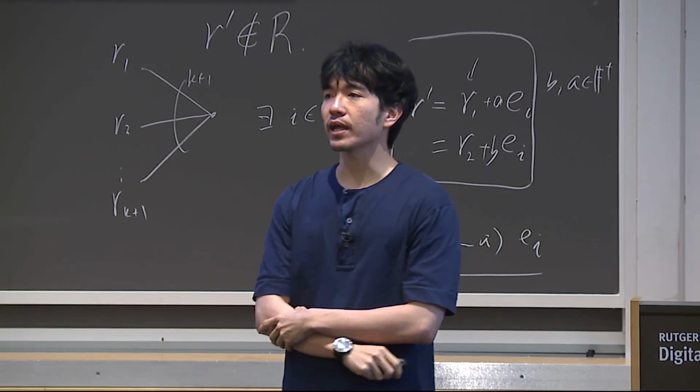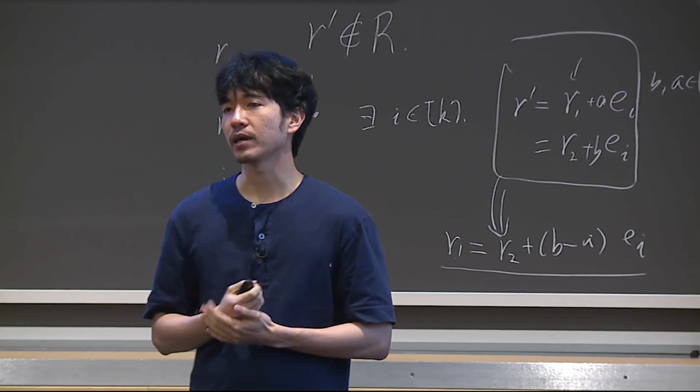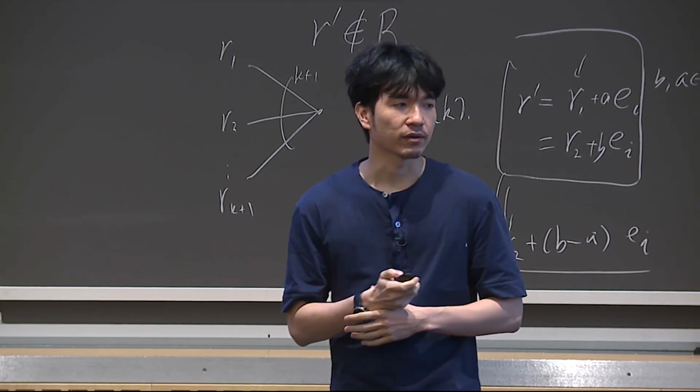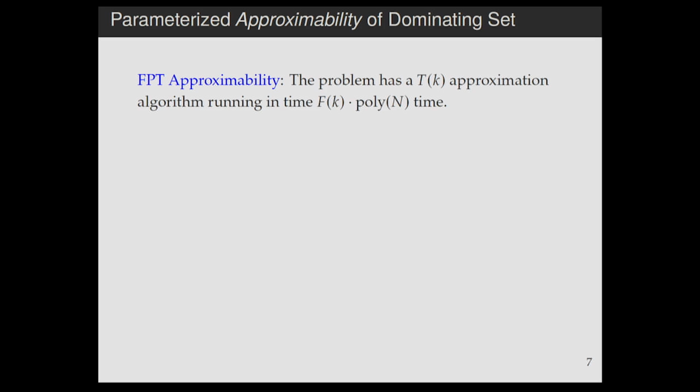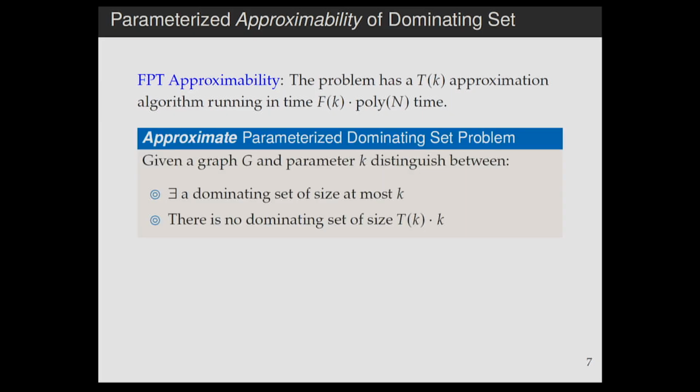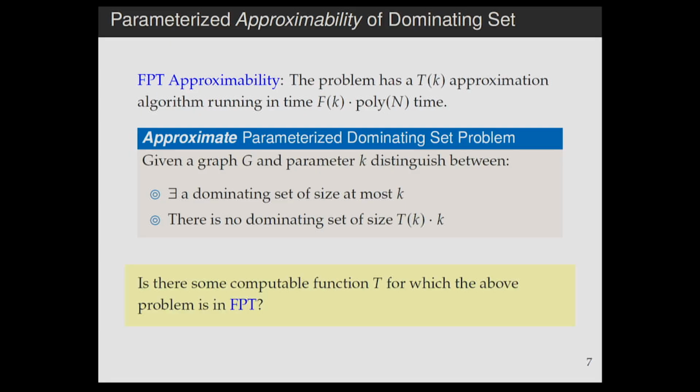But then you can ask, what happens if you combine parameterized complexity with approximation algorithms? Here we are looking for an approximation algorithm whose approximation ratio is t(k), where t is some function of k. So just to be clear, this means that if there is a dominating set of size k, you should output a dominating set of size at most k times t(k).